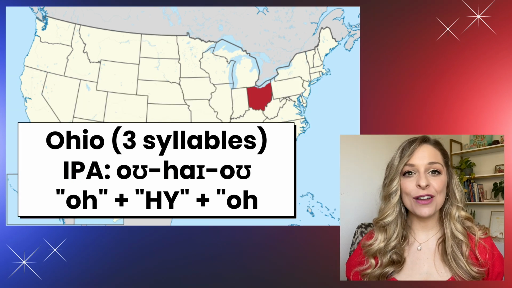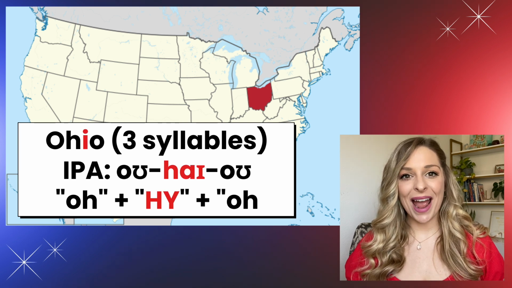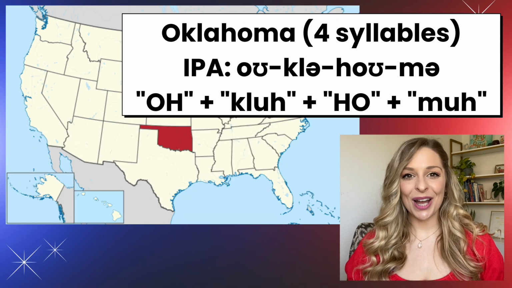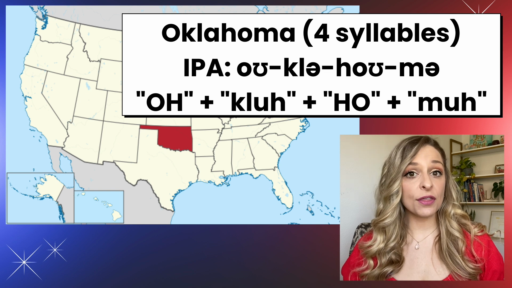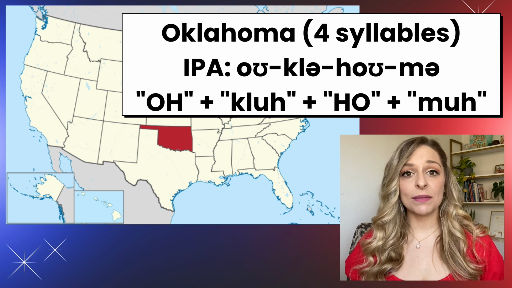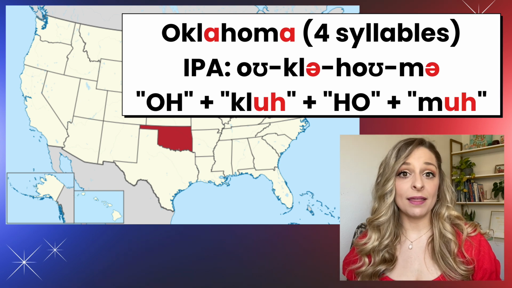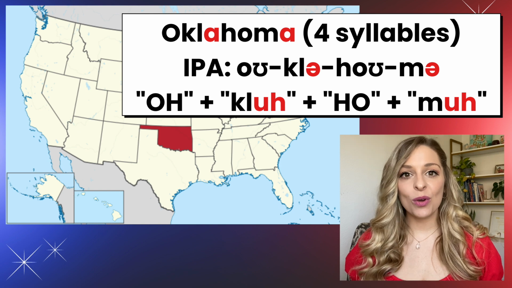And number 35, Ohio. It is three syllables and we stress the second one high. Ohio. Number 36, Oklahoma. This word is four syllables. We stress the first and the third syllables. Both of the O's make an O sound and both of the A's reduce to schwa because they are in the unstressed syllables. Oklahoma.